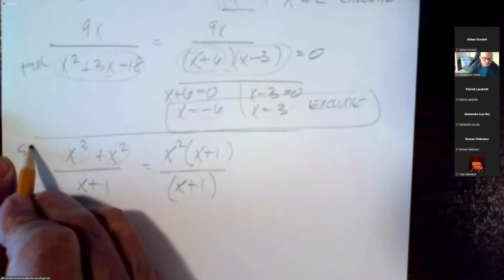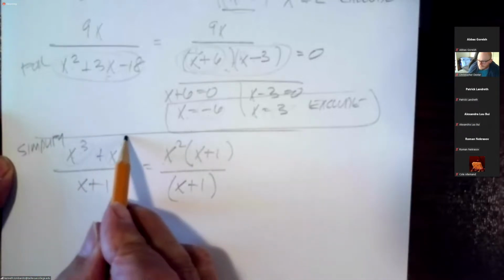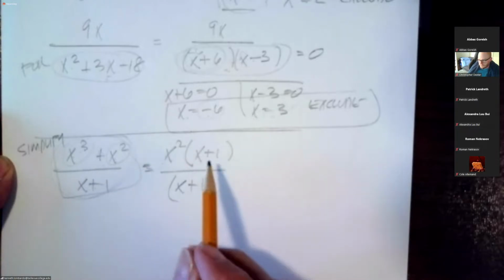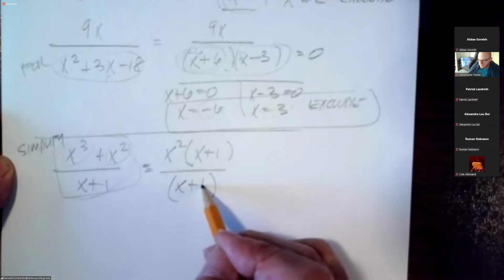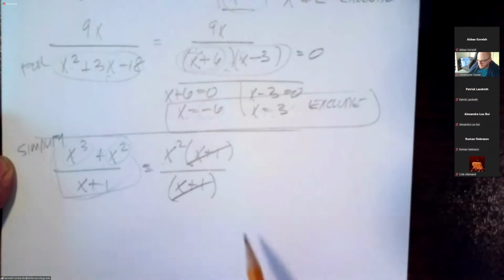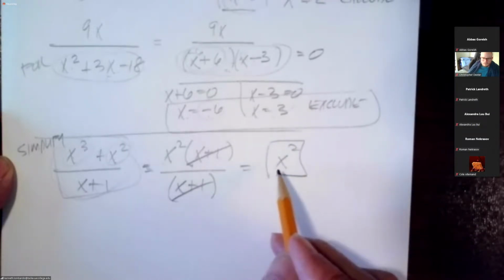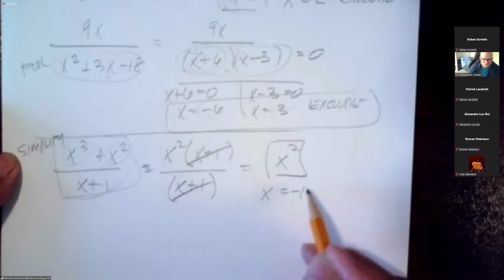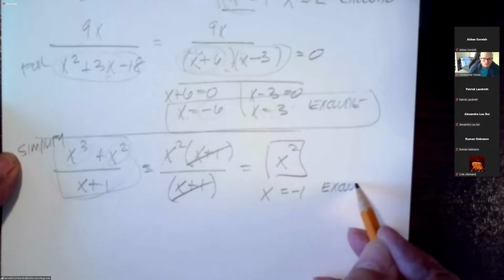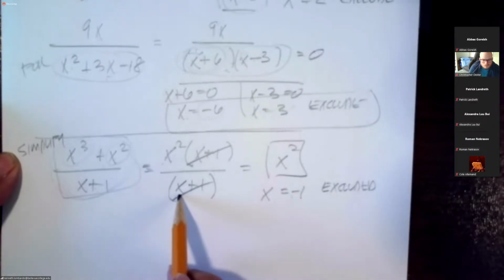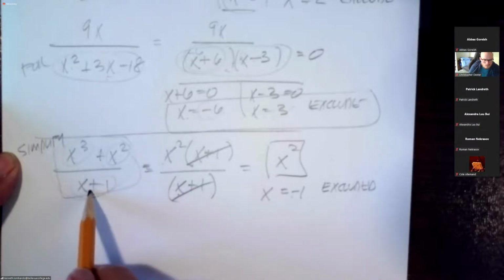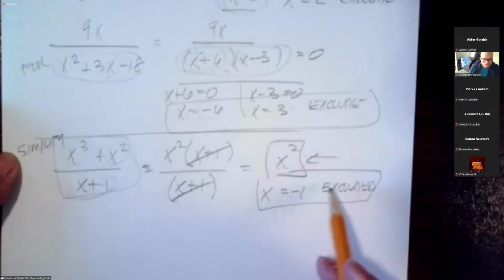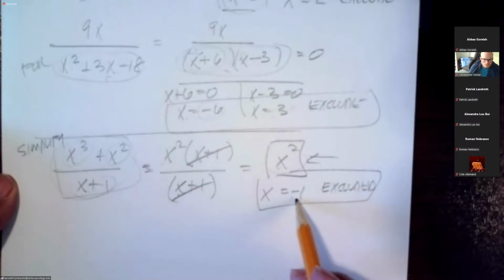So if I'm asked to simplify this quotient, then I'll say, by factoring, they each have an x plus 1 in the numerator and the denominator. I can get rid of those and say my solution is x squared, with the exception that x equals negative 1 is excluded, because if x were equal to negative 1, the denominator would go to 0. So here's our solution. It's not only x squared, but the excluded value of x equals negative 1 must be excluded.